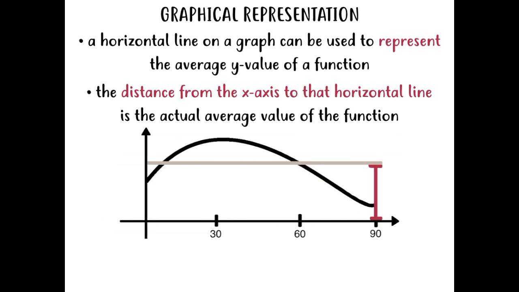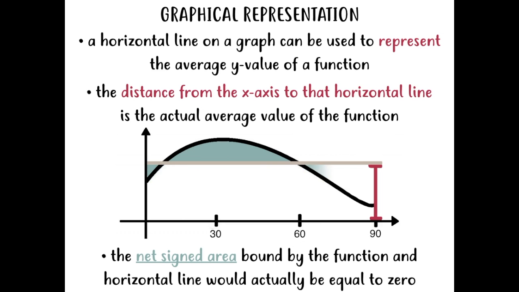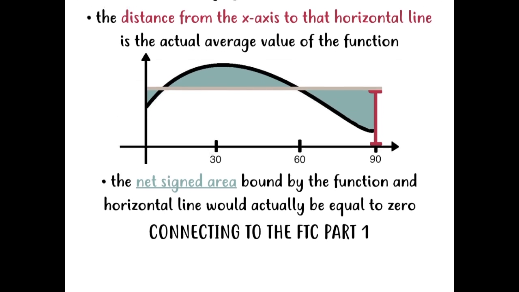Here I've shown an example, and the brown line would be used to represent the average y value of the function, and the distance, which is shown with the red line, is the distance from the x-axis to the horizontal line, which is the actual average value of the function. And when you find the net signed area bound by the function and this horizontal line, it's actually going to end up being 0.